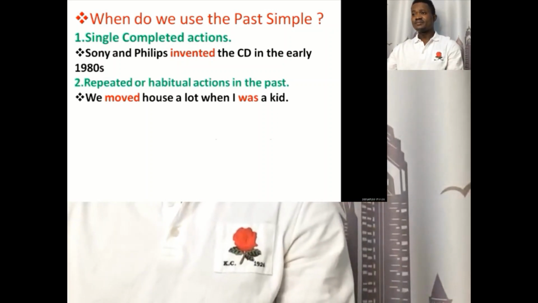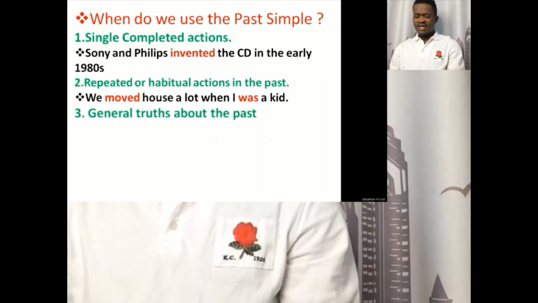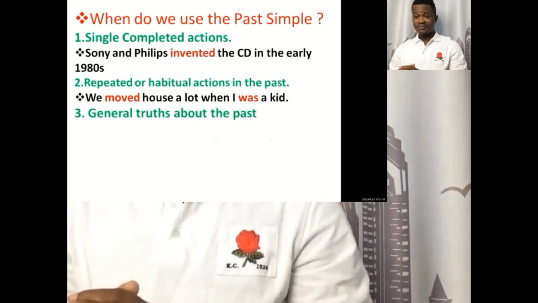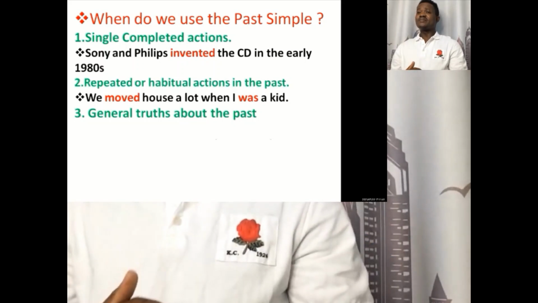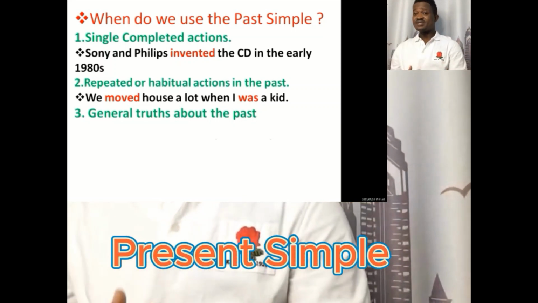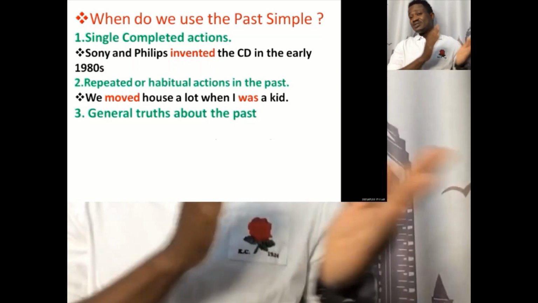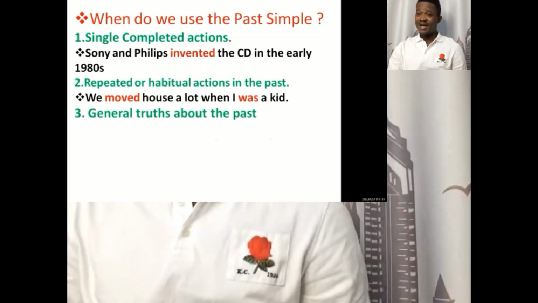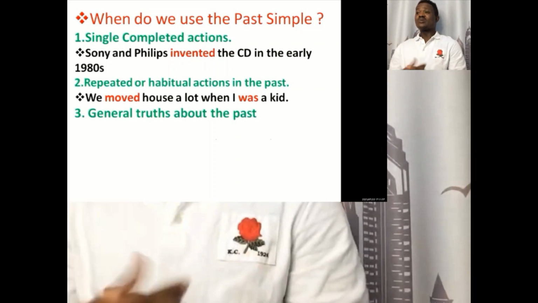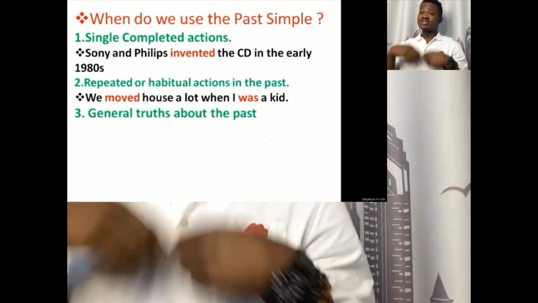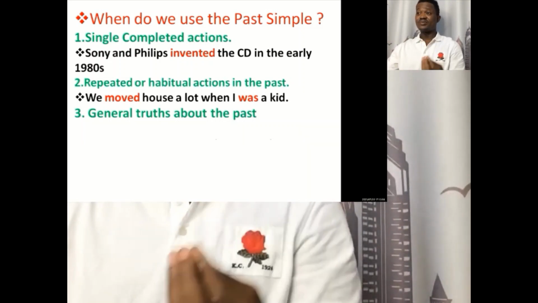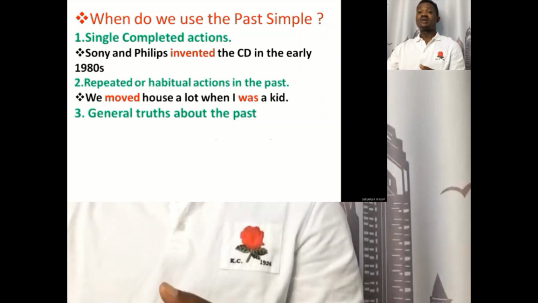General truths about the past. We use the present simple to talk about general truths. You've got to know that the opposite of the past simple is the present simple. So if you understand the present simple well, then just think of the opposite. The opposite is what? Past. So we use the present simple to talk about general truths, and we also use the past simple to talk about general truths in the past. Let's see how we do that.